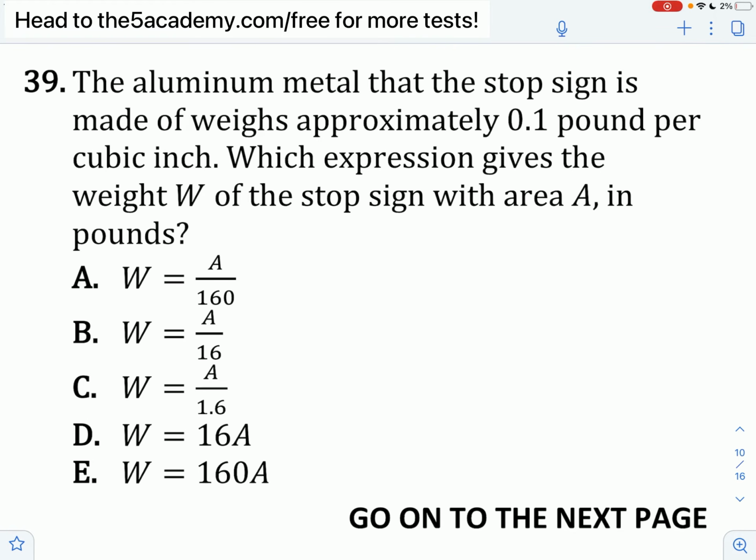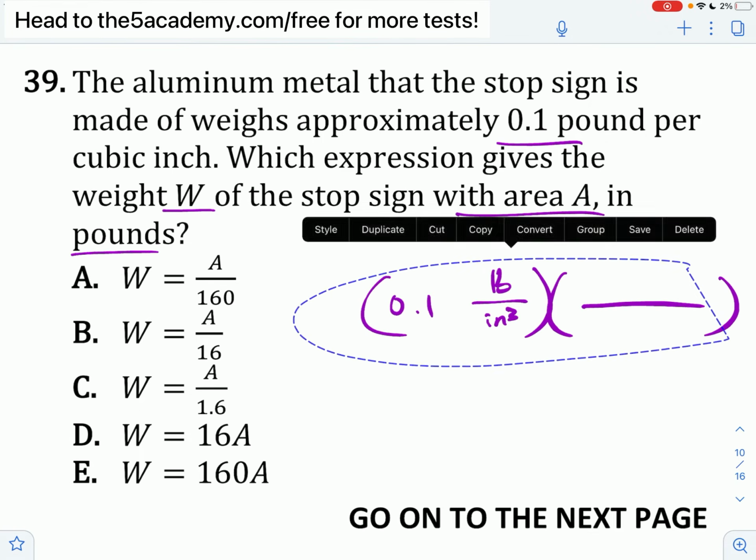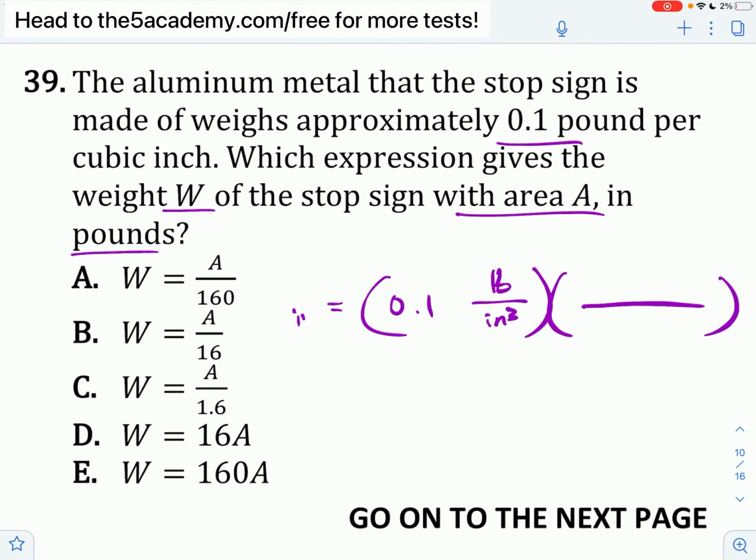The aluminum metal that this stop sign is made of weighs approximately 0.1 pound per cubic inch. Which expression gives the weight W of the stop sign with area A in pounds? Okay, so we want to create an expression that relates area to the weight in pounds. So what do we know? We know this ratio here, 0.1 pounds per cubic inch, and we want to multiply this probably by something, and we want to get an answer that is in pounds. Weight is in pounds, so we want our answer in pounds.